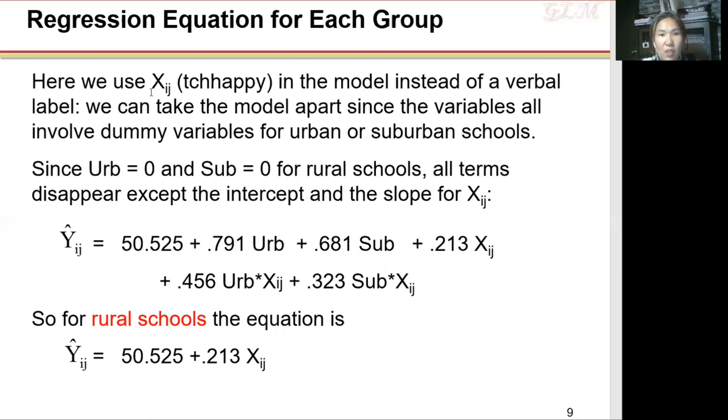Here we use Xij, teacher happiness, in the model instead of a verbal label. We can take the model apart since the variables all involve dummy variables for urban or suburban schools. So since urban, so I just did it, right? So this is the remainder. This is the rural school.